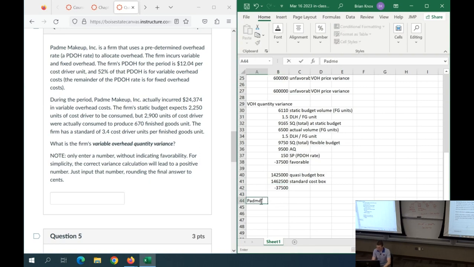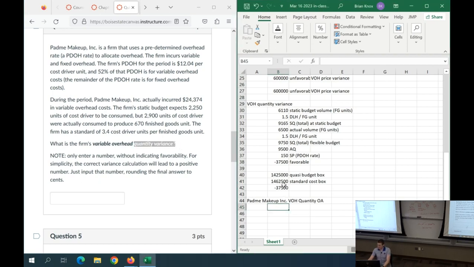All right, so this is the Padme Makeup Incorporated. Oh my goodness. Who wrote these things? Variable overhead quantity variance. Open answer. All right, so quantity variance is the same thing we just did. We need those same details.